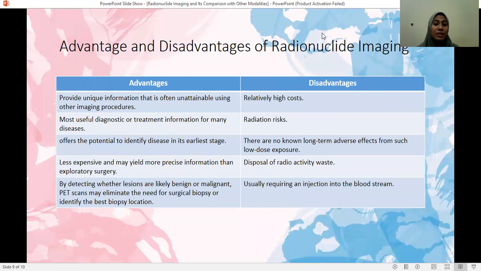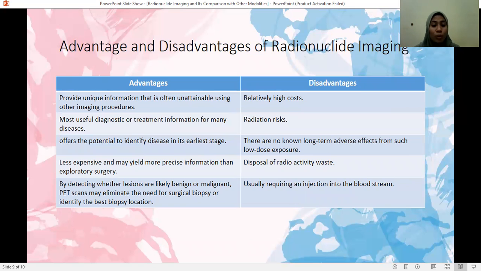And these are the advantages and disadvantages of radionuclide imaging. The advantage is that it provides unique information compared with other imaging procedures, is most useful for diagnosis or treatment of any disease, and offers the potential to identify the disease in its earliest stage, and is less expensive compared with surgery.